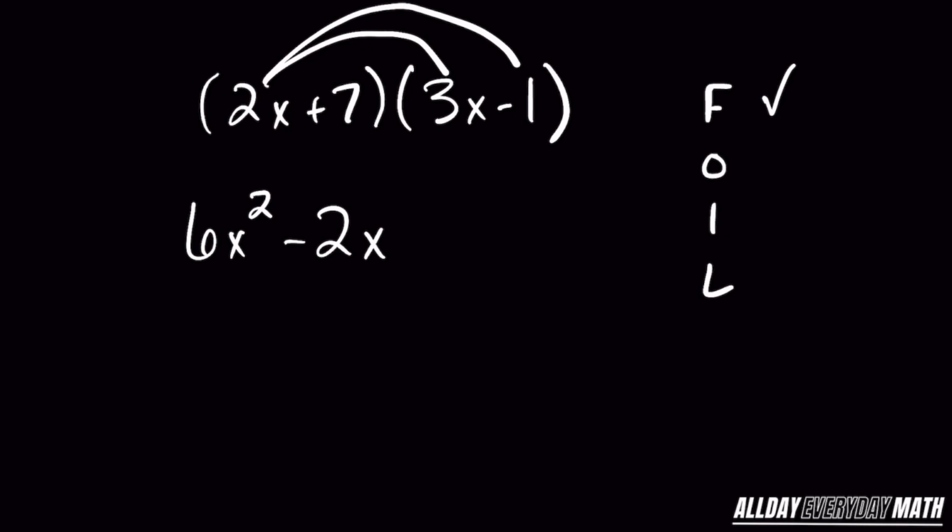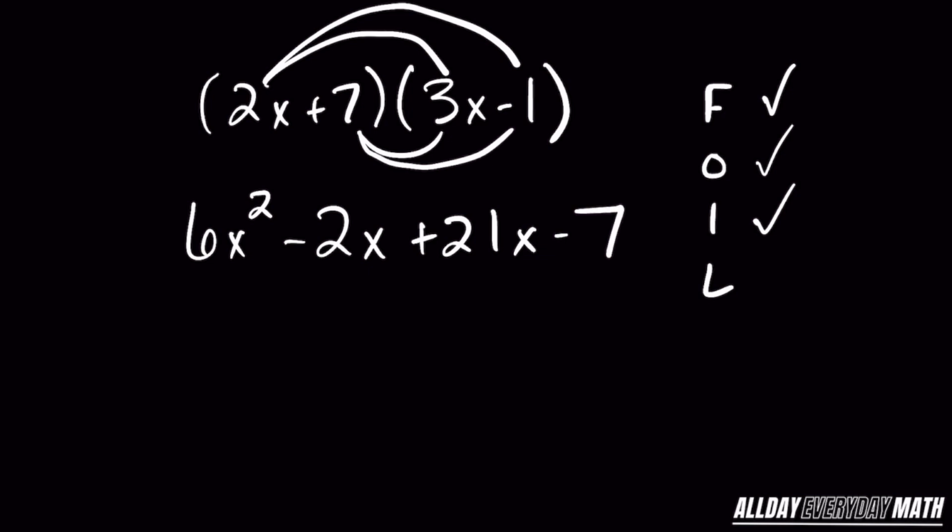All right, so we're good with the outside. Now let's multiply the inside terms. So 7 times 3x is going to give us plus 21x. Okay, so we're good with that. And then lastly, the two last terms. So 7 times negative 1 is going to give us negative, or minus, 7. And so now we are done with the L, with the last term.